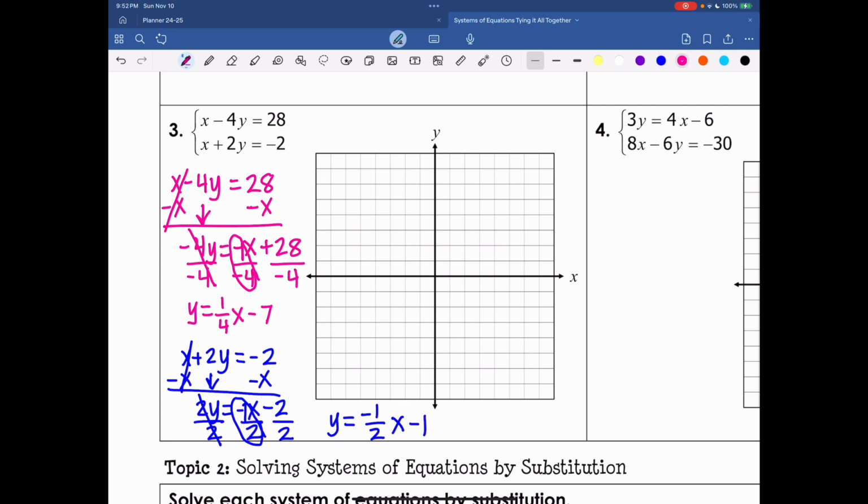So now I want to graph both of my lines. For my first equation, again, we have y equals 1 over 4x minus 7. So my y-intercept is at negative 7: 1, 2, 3, 4, 5, 6, 7. And then my slope is 1 over 4. Whenever my slope is 1 over 4, this tells me I should be going up 1, right 4. So from my y-intercept, I'm going up 1, right 4. Up 1, right 4. Now remember, you also have to go in the opposite direction, so we're going down 1, left 4.